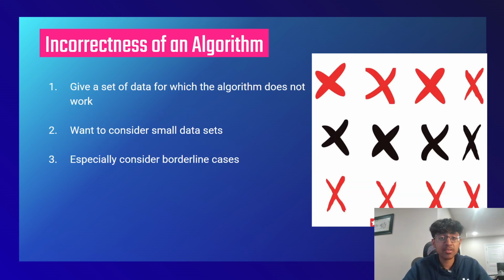Now let's look at the incorrectness of an algorithm. First, you would try to give a data set for which the algorithm does not work. You typically want to consider small data sets, and especially consider borderline cases because those are the ones that your algorithm often does not account for.